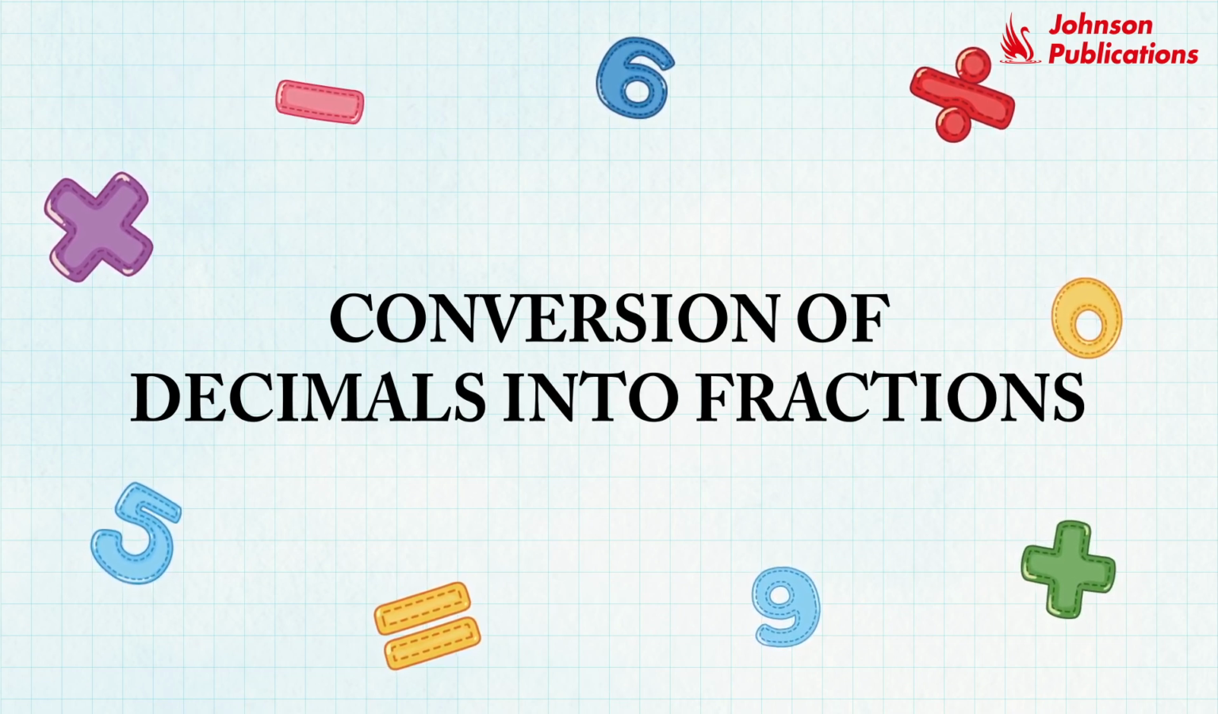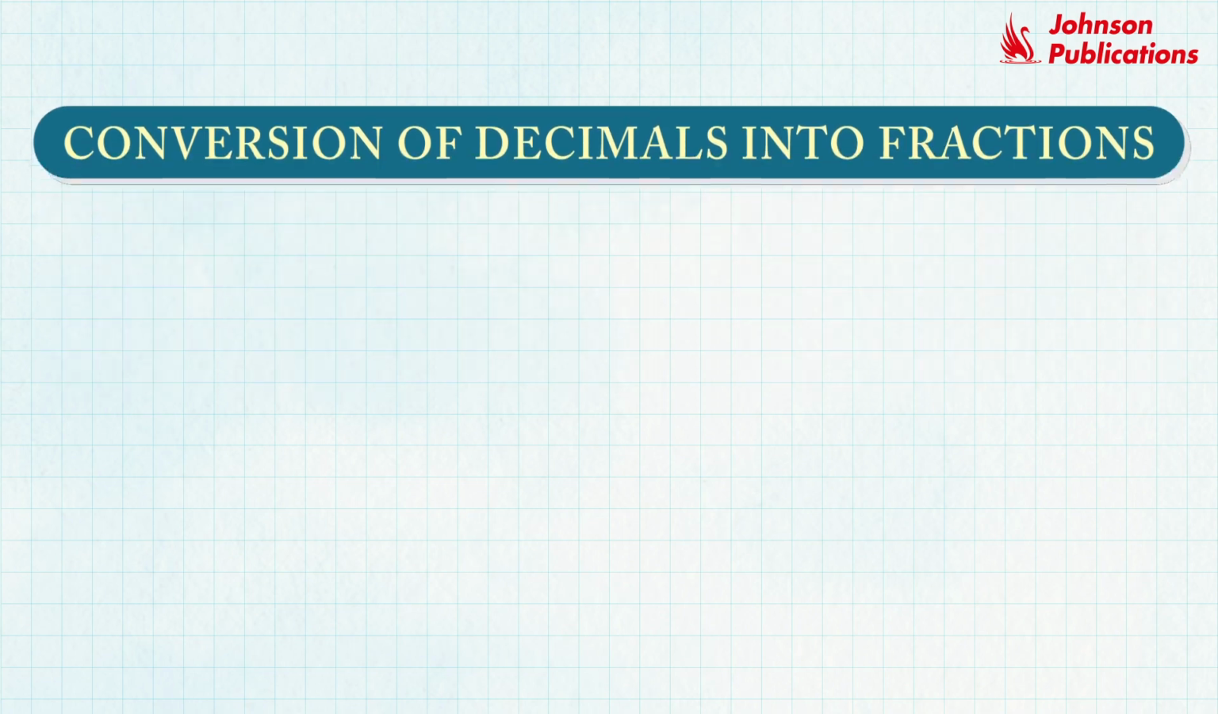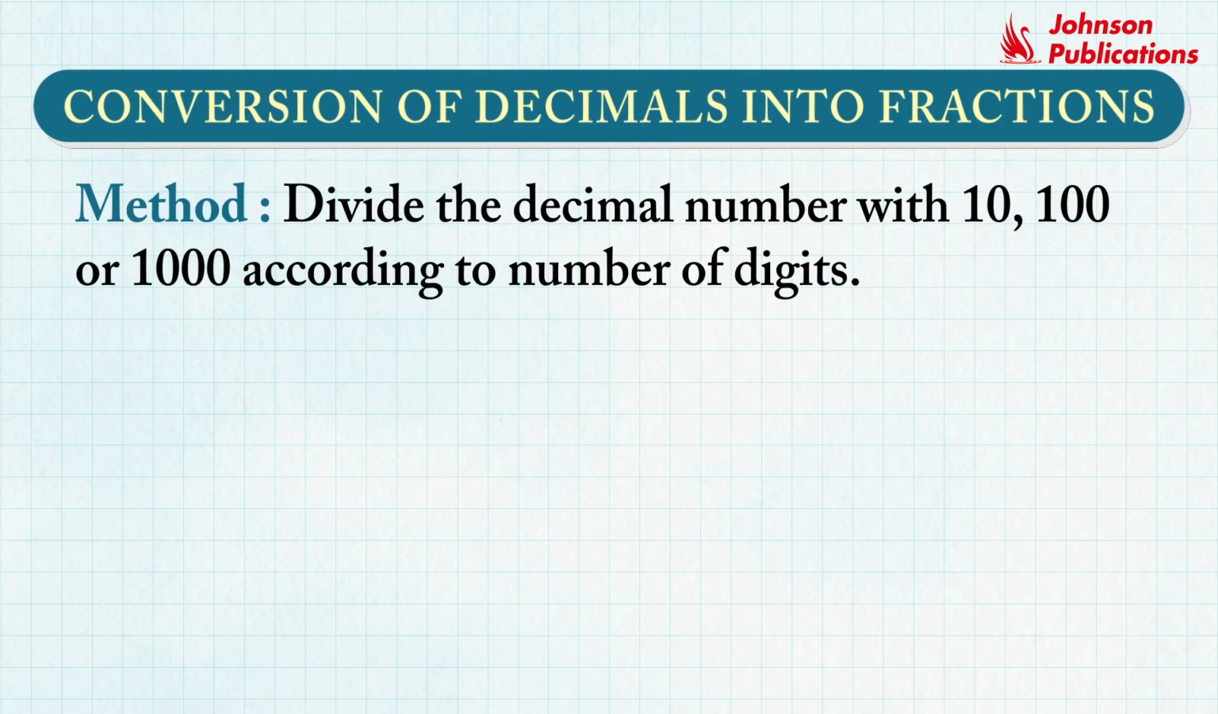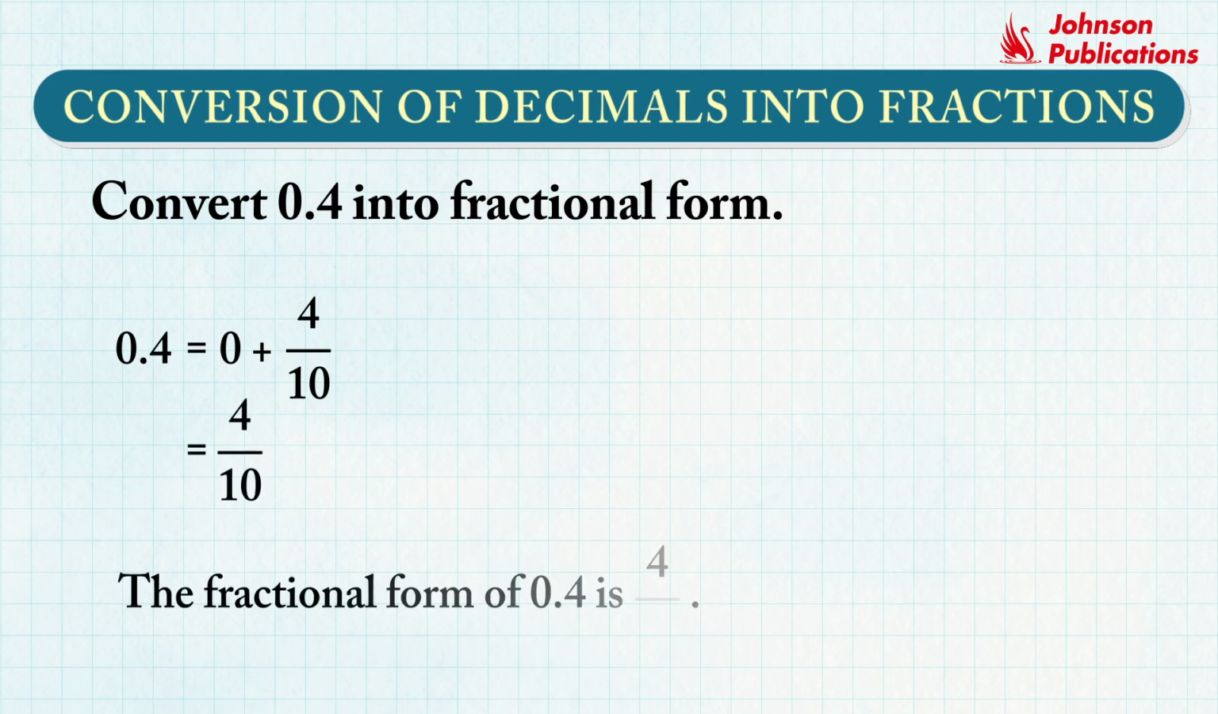Conversion of decimals into fractions. We can convert a decimal number into a fraction by dividing it with 10, 100, or 1000 depending upon the number of digits in the decimal part. For example, convert 0.4 into fractional form. Since the decimal number 0.4 has one digit in the decimal part, we will divide it by 10. Then 0.4 equals 0 plus 4 by 10, which is 4 by 10. Thus, the fractional form of 0.4 is 4 by 10.